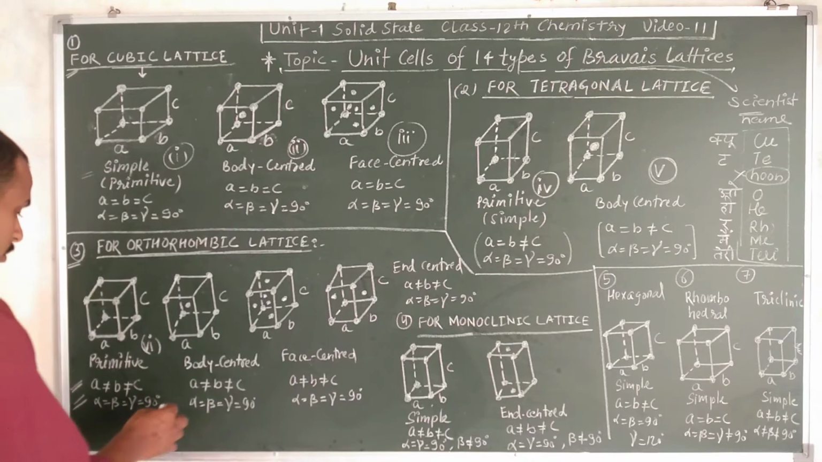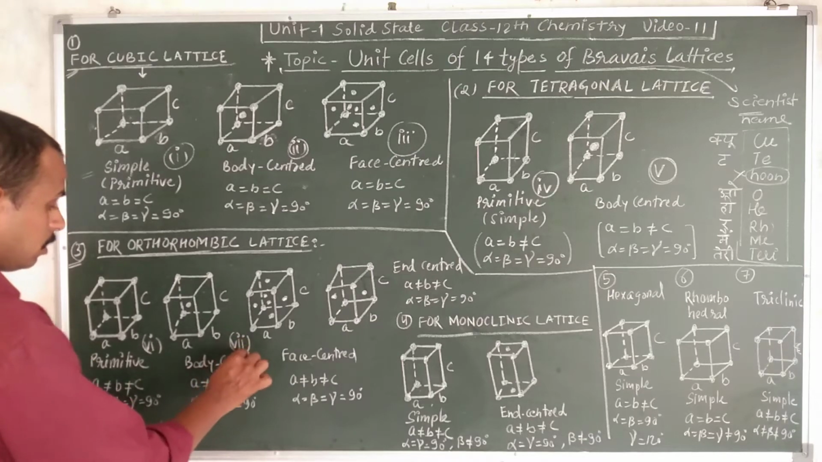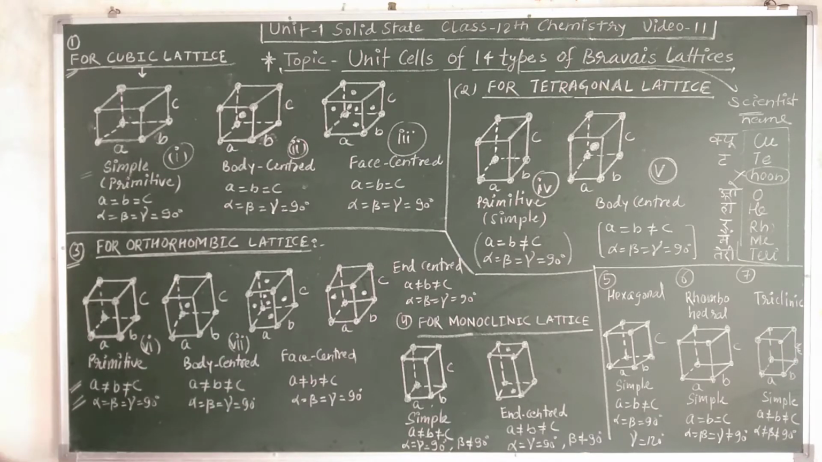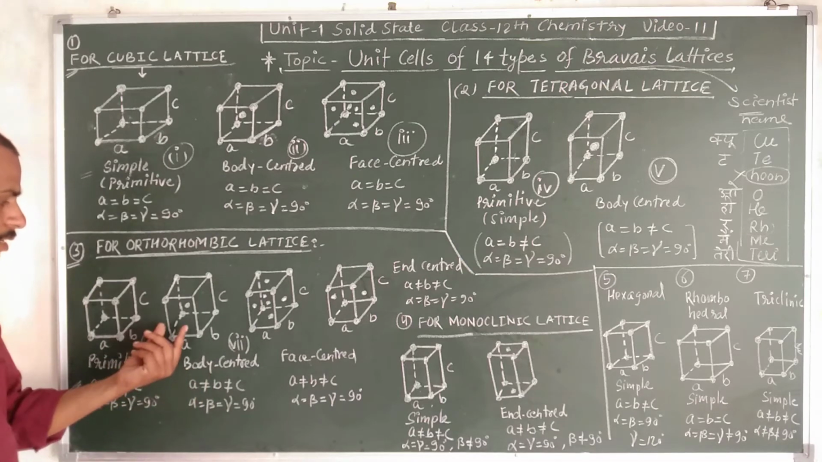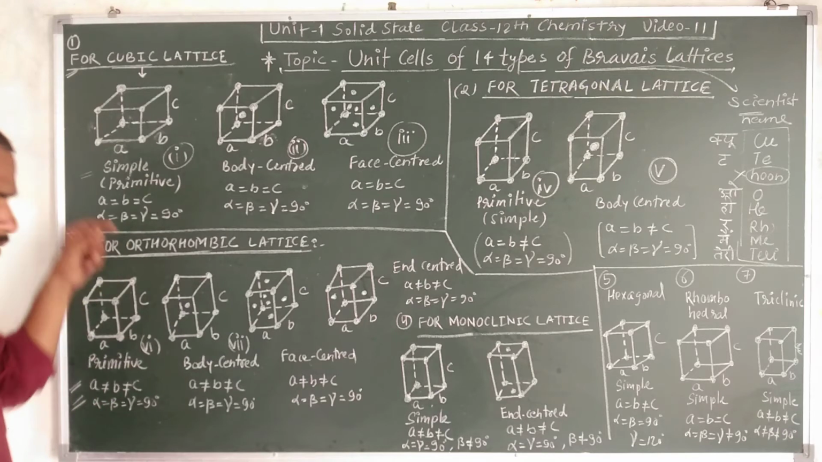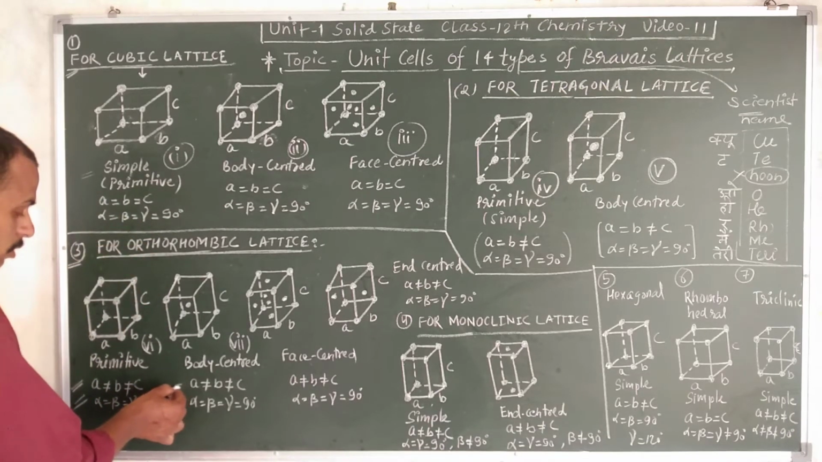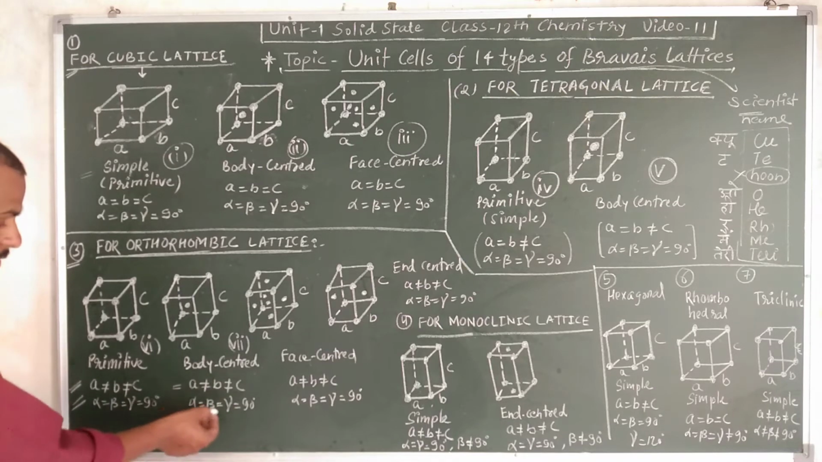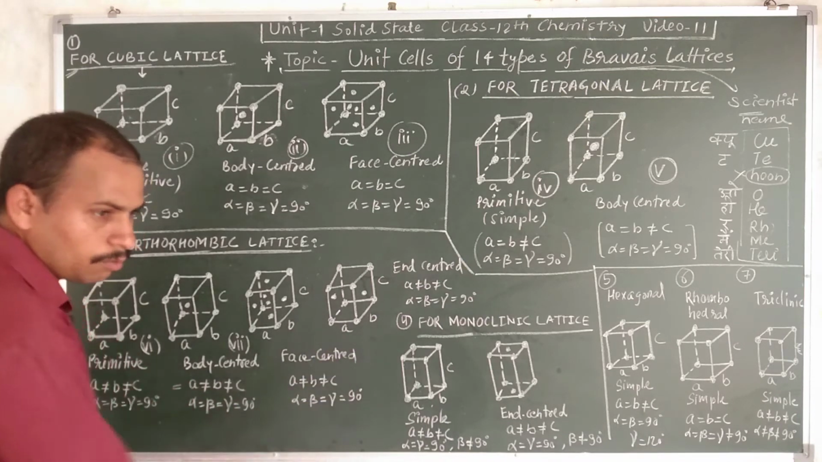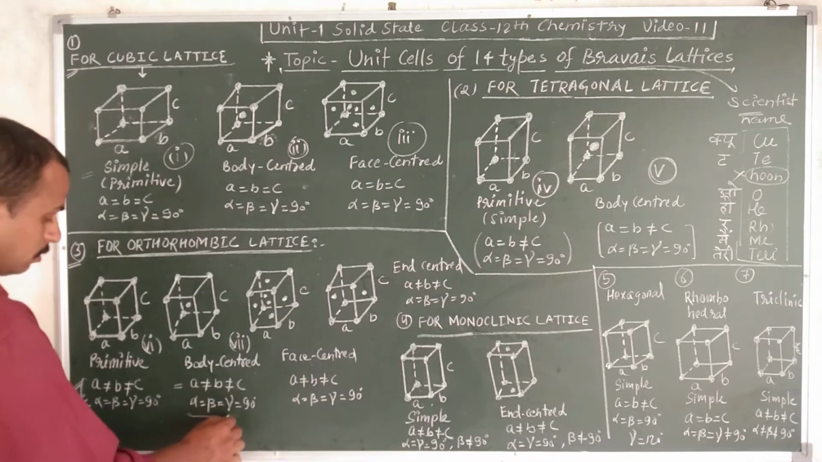And further we discuss the next variations. This is sixth, seventh variation. So seventh is body centered. In body centered, all crystal particles are present at corners as well as one molecule present in the body. The axial angles and axial lengths are the same as in all orthorhombic variations.